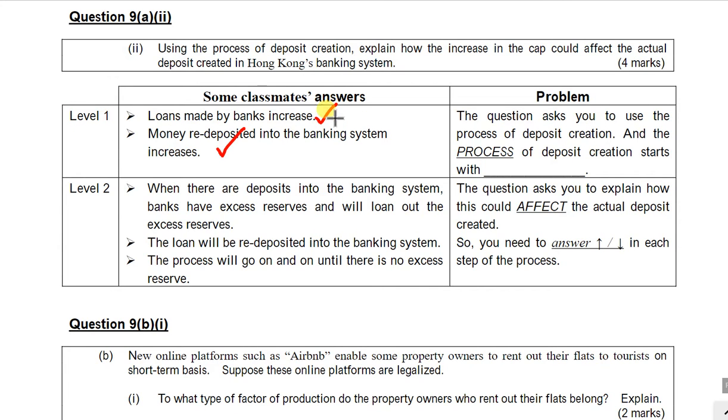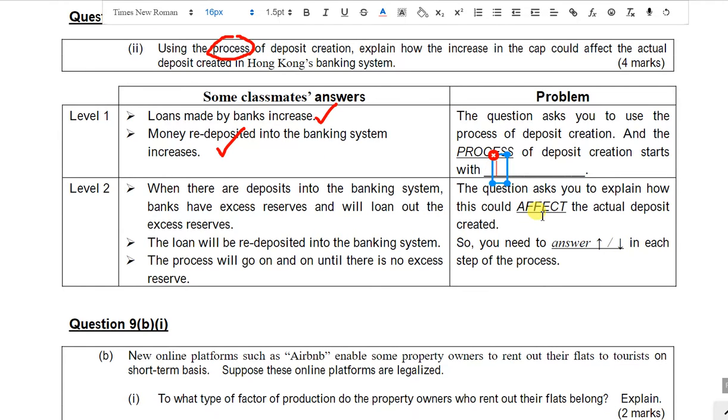Why? Because you need to use the process of the deposit creation. That is, you need to use the whole process. The process doesn't start from the bank notes, right? So why can the banks lend out the money? The previous step is that the banks have the excess reserve. But why do the banks have excess reserve? The previous step is that some people deposit money into the banking system so that they have the excess reserve, so that they can lend out the bank notes. And that's why you must always start from the deposit into the banking system at the beginning. So you can't start from bank notes. You should start from this.